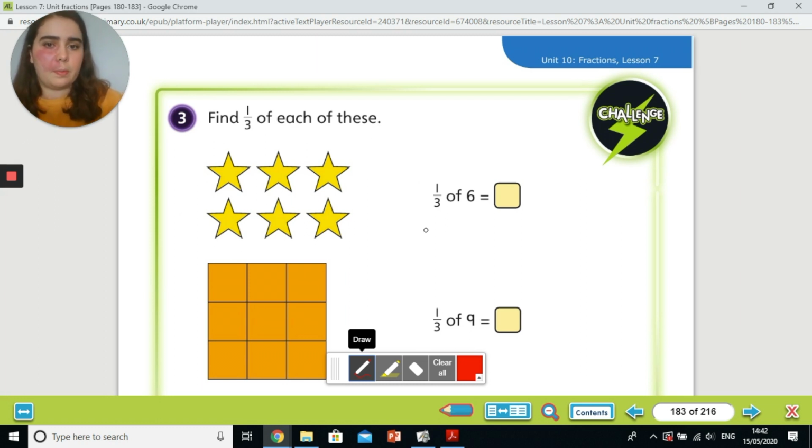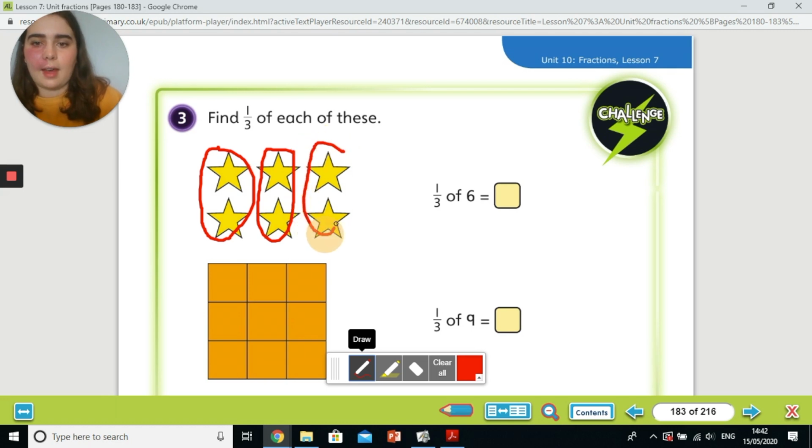Another way of saying that would be 6 divided by 3. So if we share these 6 stars into 3 equal groups, how many do we have in each group? There's 1 group, there's 2 groups, and there's 3 groups. How many stars are in each group? 2. So 1/3 of 6 is equal to 2.